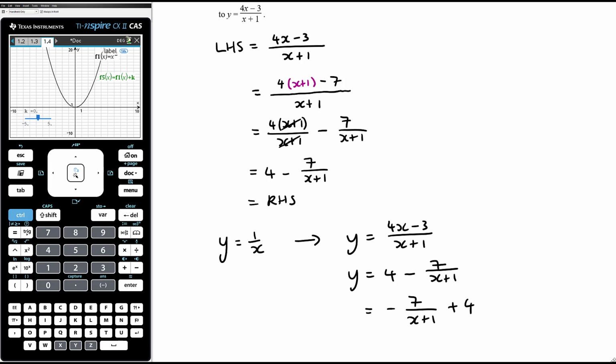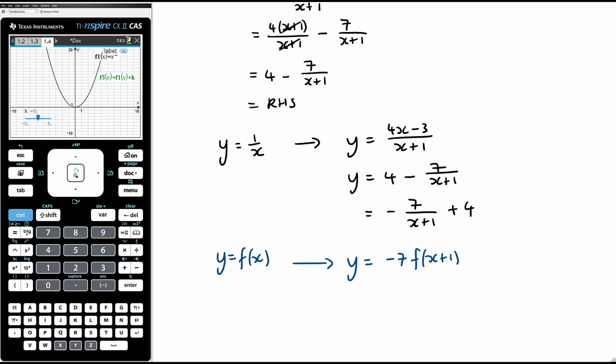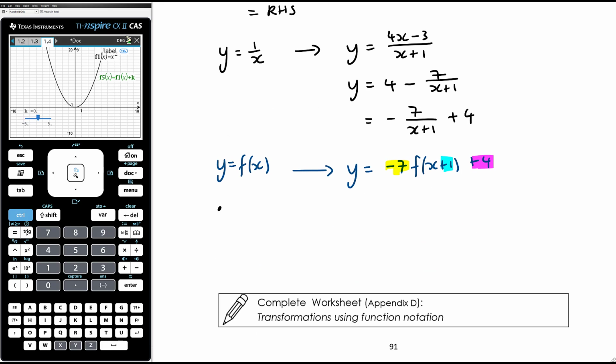Okay, so what we actually have here is, if we think about this as being y equals f of x, 1 on x, that has become y equals negative 7 times f of (x plus 1) plus 4. And so that's in that nice standard form. We've got our a value, we've got our h value, and we've got our k value, and so we can state our sequence of transformations.